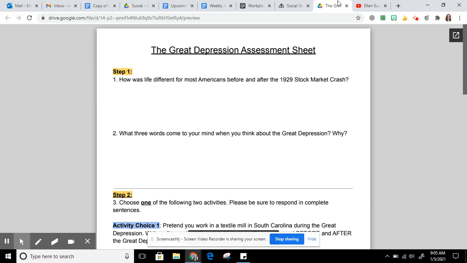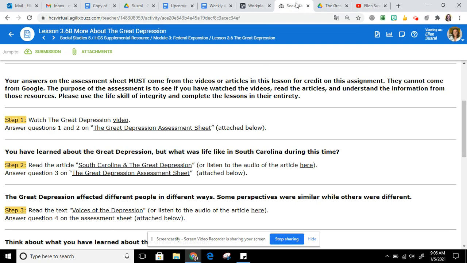And then number 2, what 3 words come to your mind when you think about the Great Depression and why? For number 2, you can just list the 3 words, 1, 2, 3, and then make sure you explain why those words come to your mind. Why did you think of those words? A little explanation of why you chose those 3 words. Make sure you're answering these questions in complete sentences as well. All right, so that's step 1.